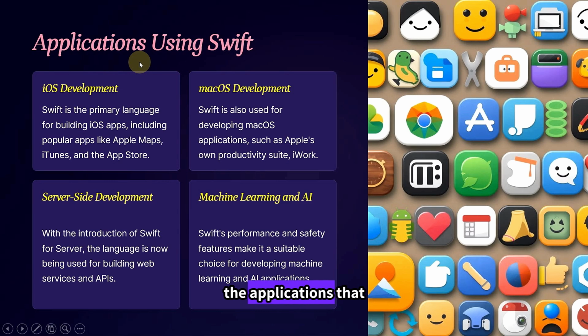What are all the applications that can be created using the Swift programming language? The first one is iOS, the second one is Mac, and the third one is server side. You can use Swift for building web services and APIs. And you can use the Swift programming language for machine learning and AI. If you want to create any projects using machine learning and AI, you can use Swift. So these are all the applications that can be created using Swift. The main ones are Apple applications, iOS and Mac.